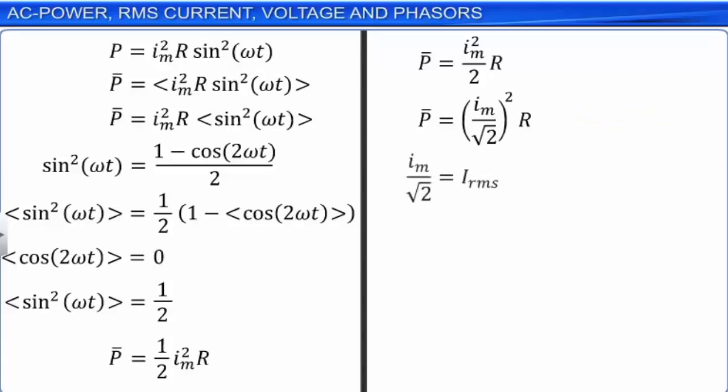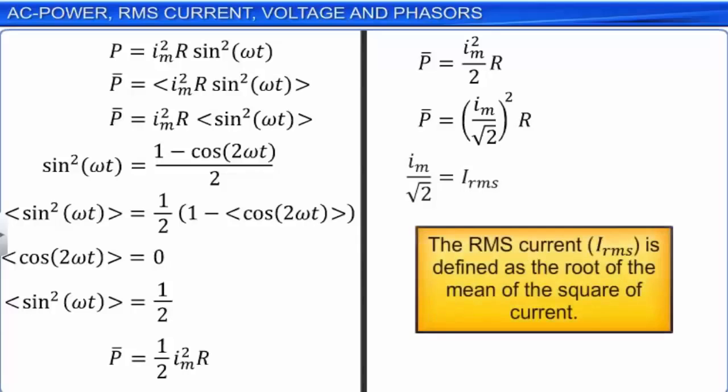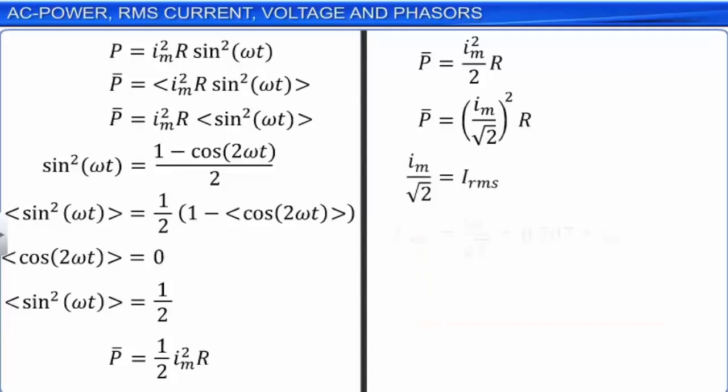This new value of the current is called root mean square. In short, RMS current, denoted by IRMS, or effective current, is defined as the root of the mean of the square of current. For a sinusoidal current, its value is 1 over √2 times, or 0.707 times, the amplitude of the AC current, Im. The average power dissipated by any form of AC current in a resistor is IRMS squared R.